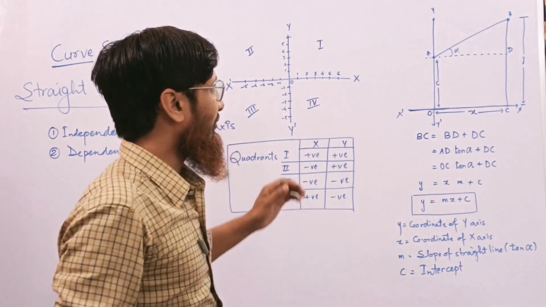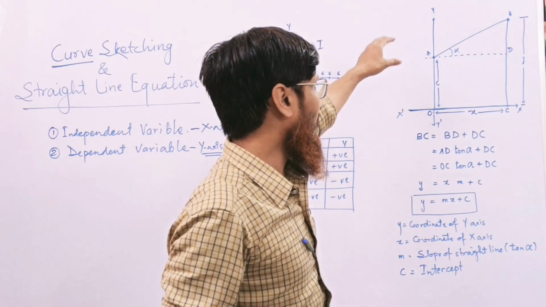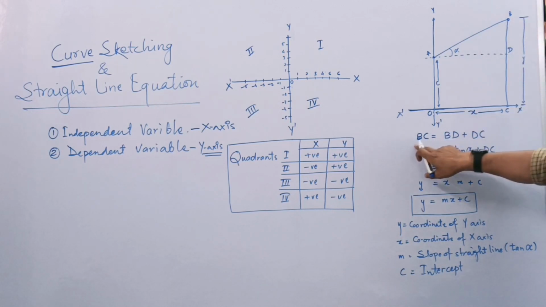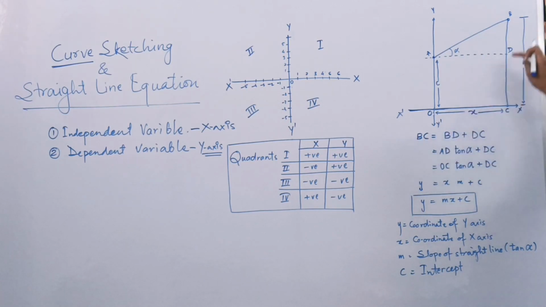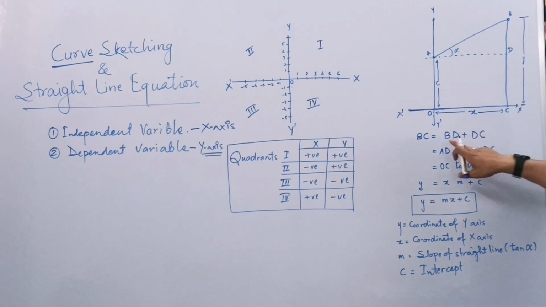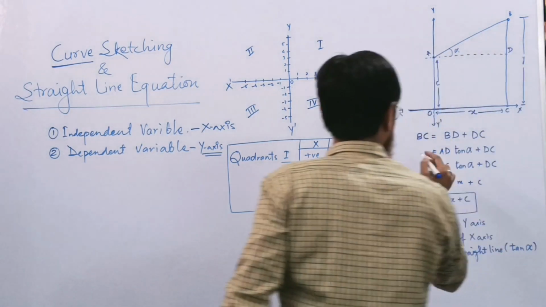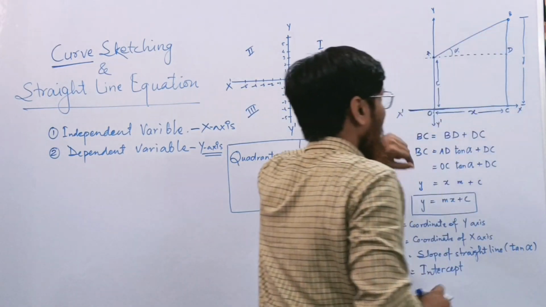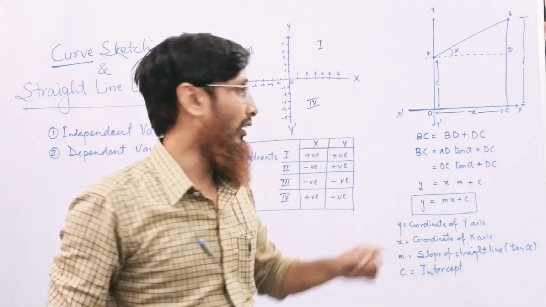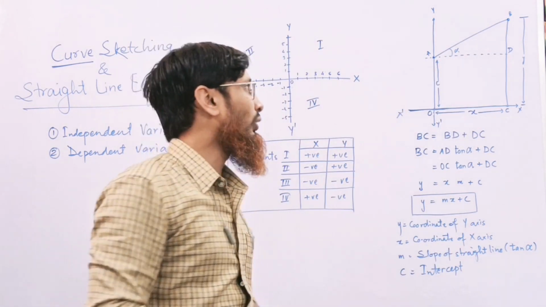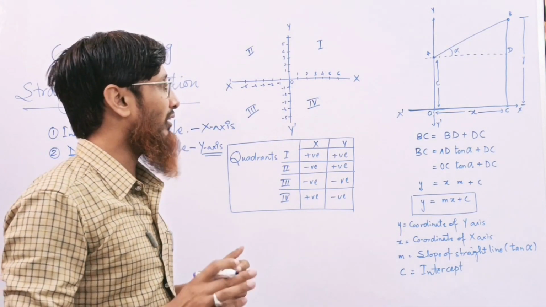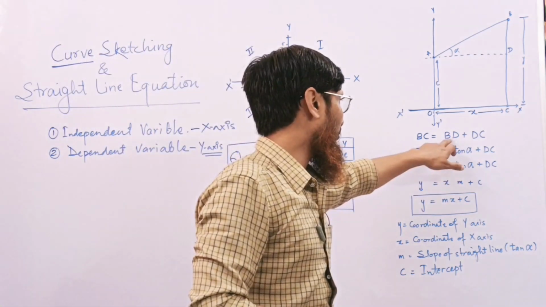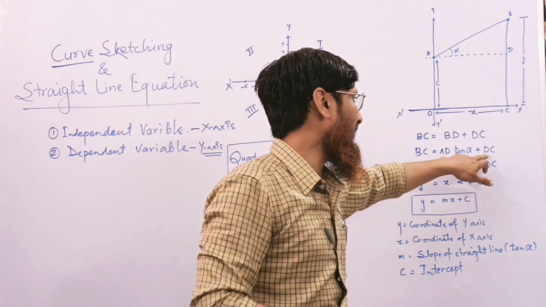So we can write the straight line equation. The value of y, the value of this straight line BC, can be written as BC equals BD plus DC. Now BD can be written using the formula of tan theta, where here the angle is alpha. So tan alpha would be BD by AD, so the value of BD would be equal to AD tan alpha. So we can write BC as AD tan alpha plus DC.